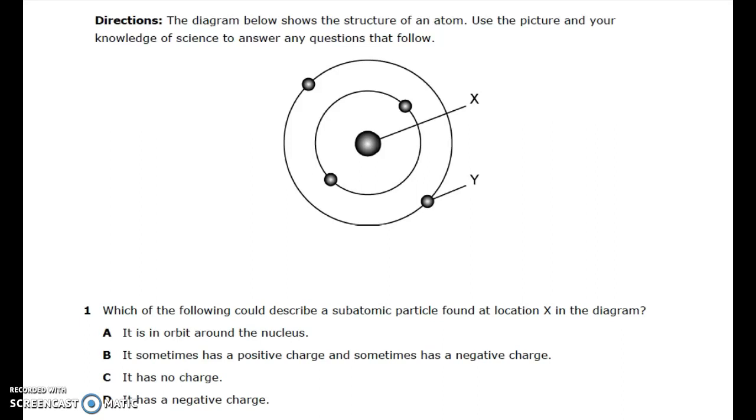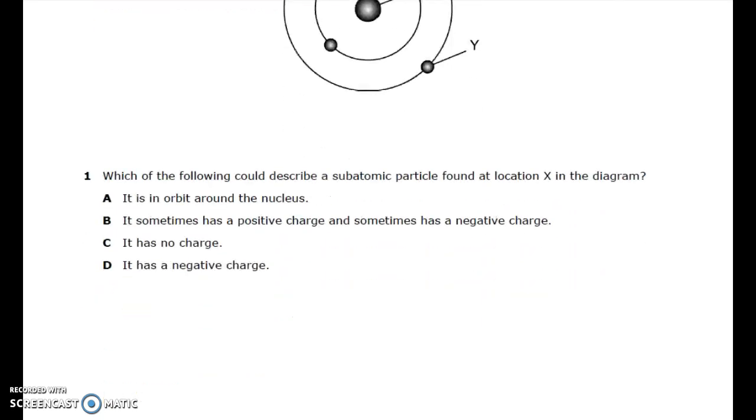A. It is in orbit around the nucleus. B. It sometimes has a positive charge and sometimes has a negative charge. C. It has no charge. D. It has a negative charge.